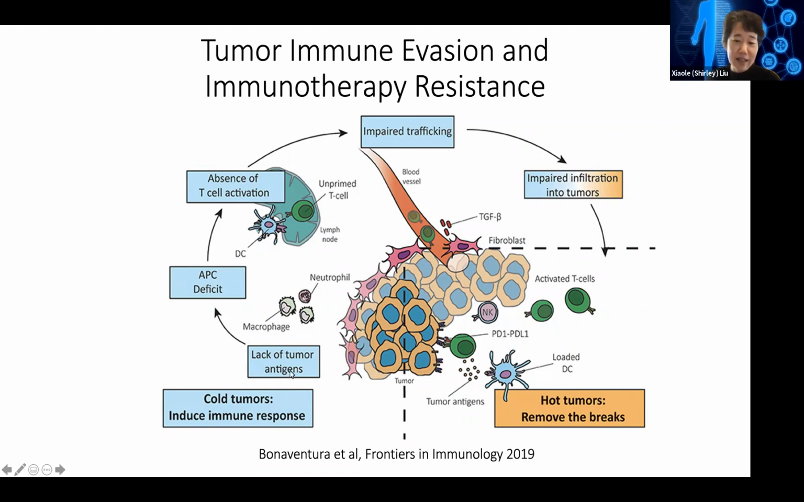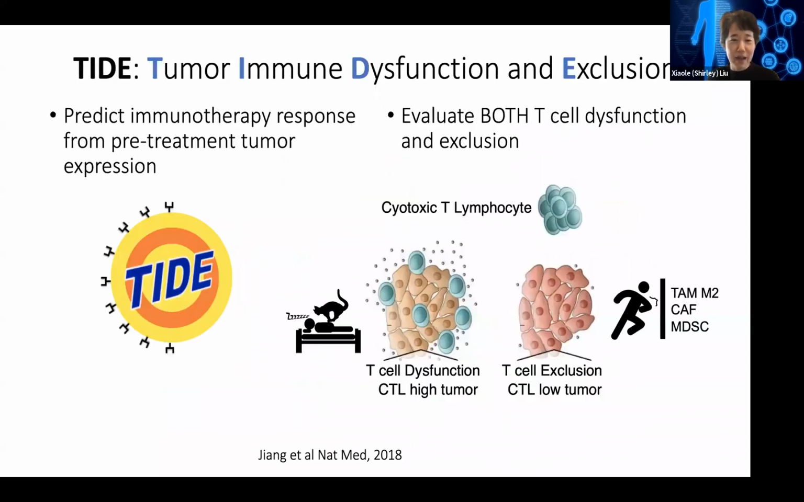And the final case is lack of tumor antigens. If the tumor has a low mutation burden, very low mutation, then they don't usually benefit from immunotherapy. And so you can see all of these different mechanisms. So far, each study only evaluates one or two. It's hard to really develop a good predictor that works on all of them together.